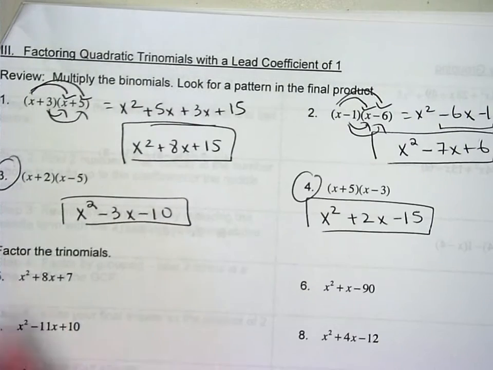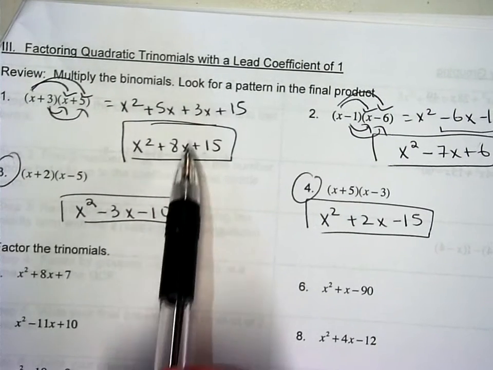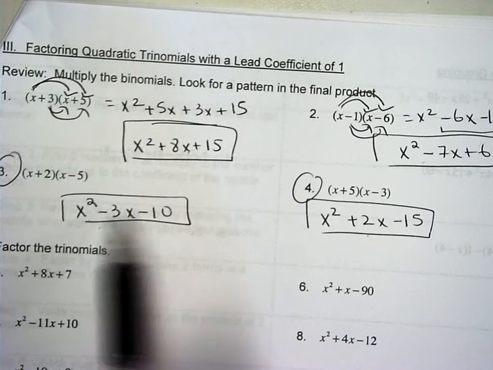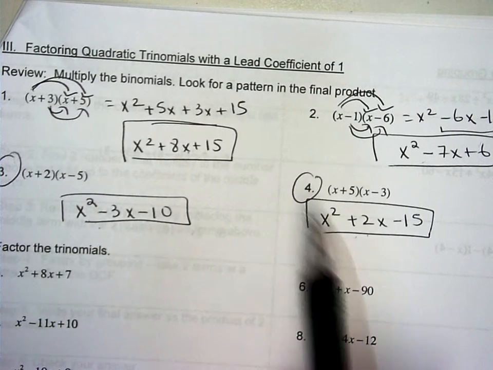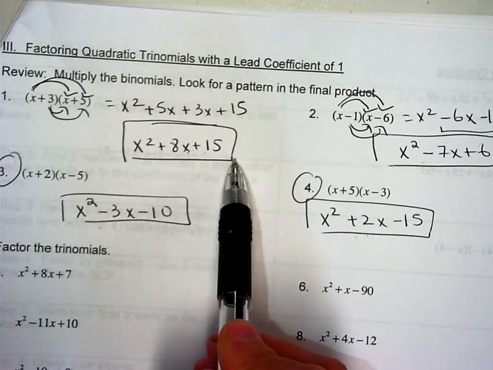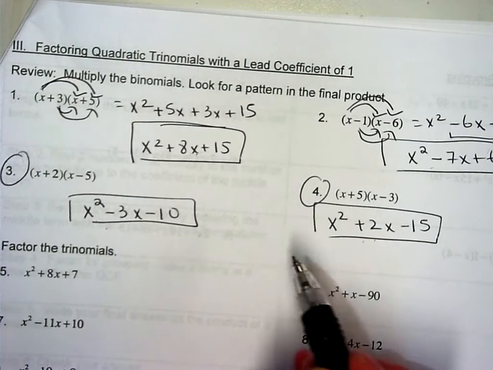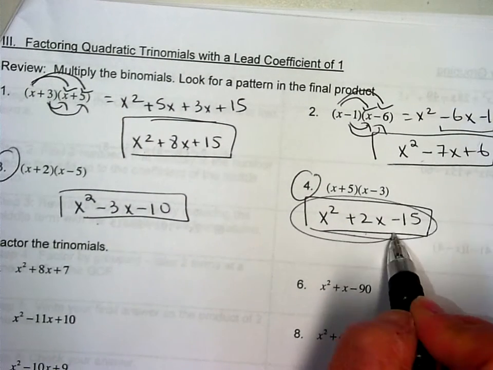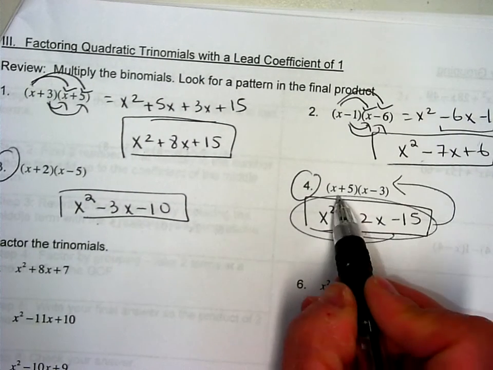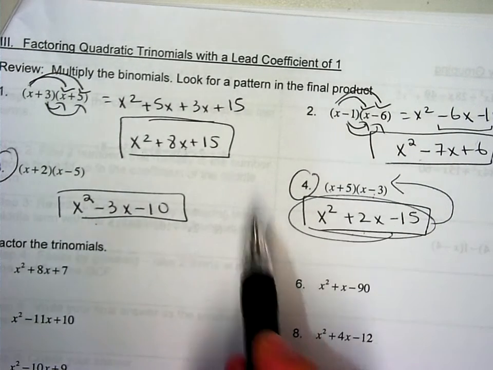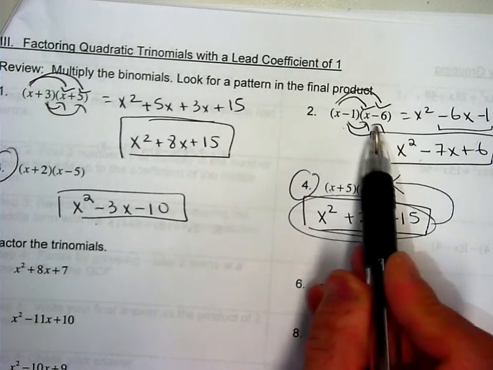Okay, one thing you'll notice about all of these answers is they are quadratic, because the highest exponent is x squared, and they are all trinomials. So 3 terms on each of these. So now we're going to go the other direction. I'm going to give you this, and we're going to try to factor it into these two binomials that we have. First of all, notice that all of these will be 2 parentheses.